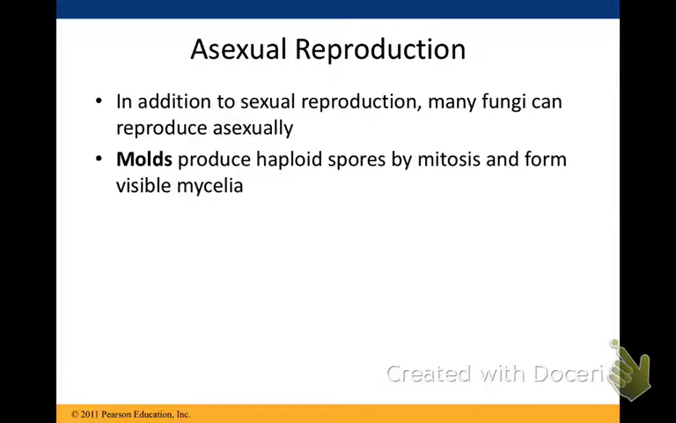In asexual reproduction, many fungi can produce spores by mitosis. Remember, the dominant generation or the dominant organism you see for the fungi is haploid, so you're generating those spores by mitosis.